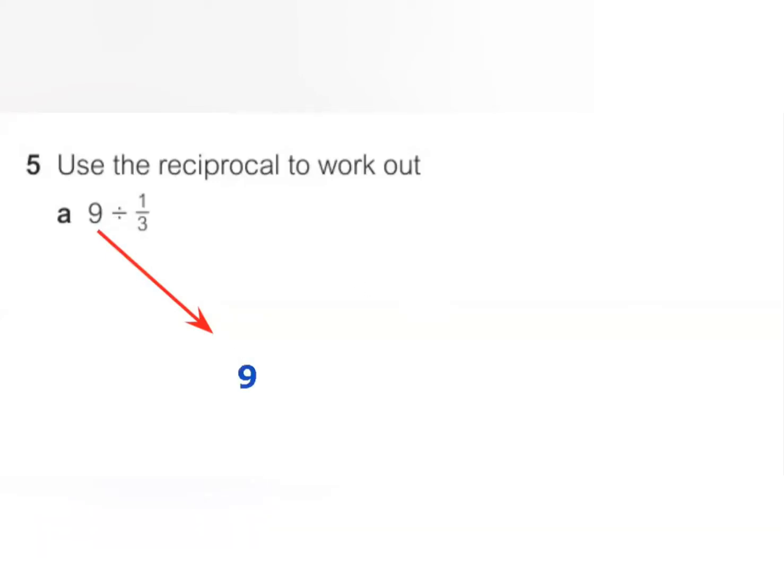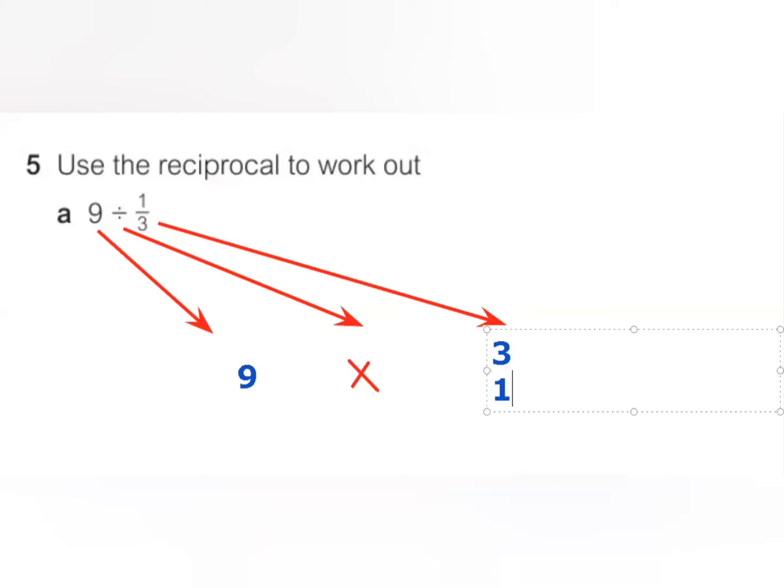And then we're going to change the sign. The division sign will be multiplying. So 9 times. We keep the first one, change the sign, and then flip the last fraction. We're going to flip this. So this one will be 3 over 1. And 3 over 1 is the reciprocal of 1 over 3. That's why we're using the reciprocals here.